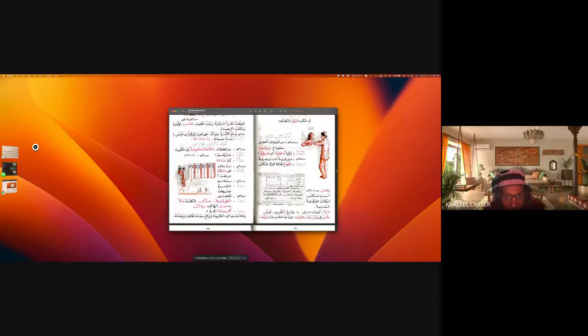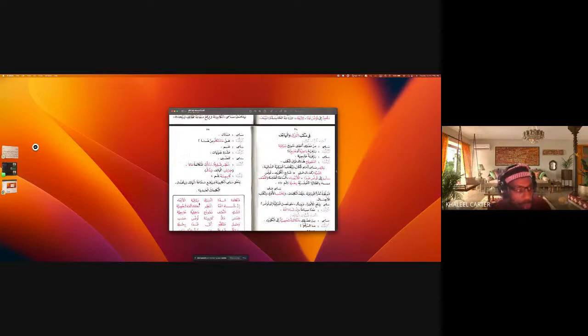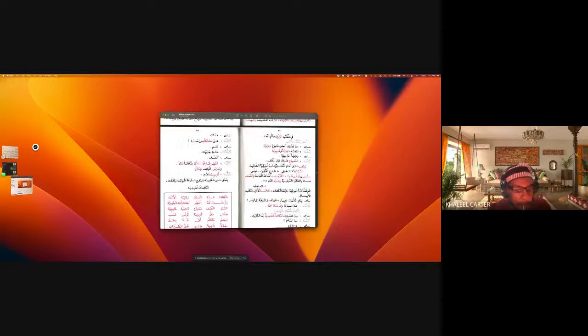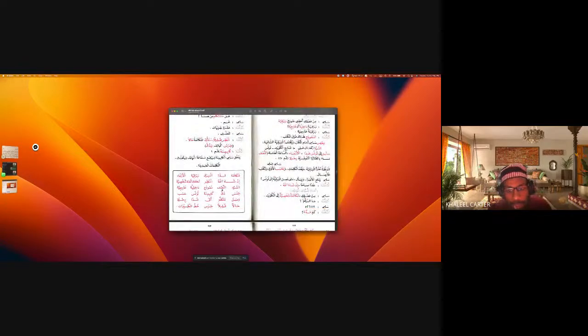So here it says, yadkhulu Sami al-kabina. So Sami enters the booth. A kabina is a booth, right? Wa yarfa'u as-sammaa'a, he lifts the earpiece of the phone, sammaa'at al-hatif. Wa yatahaddath, and he talks. So let's go to the kalimat al-jadida, the new words. We did half an hour.